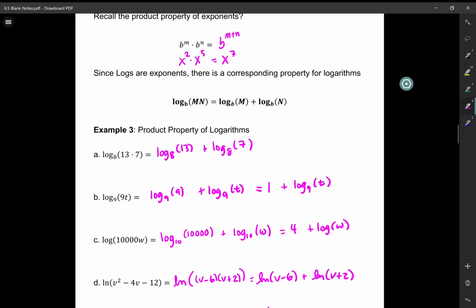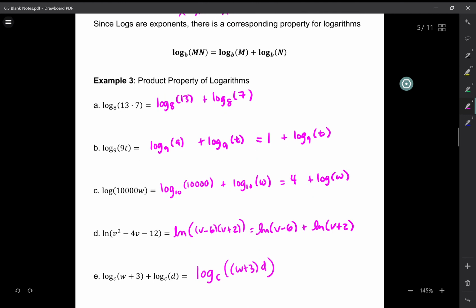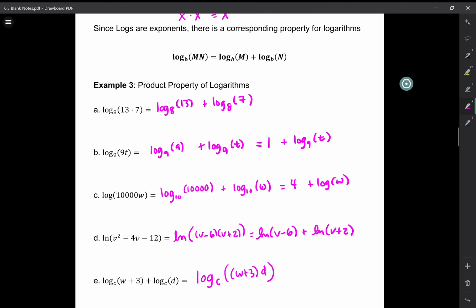This is the end of video 1. I'll go on to talk about the subtraction property of logarithms, or the quotient property of logarithms, in the next video.